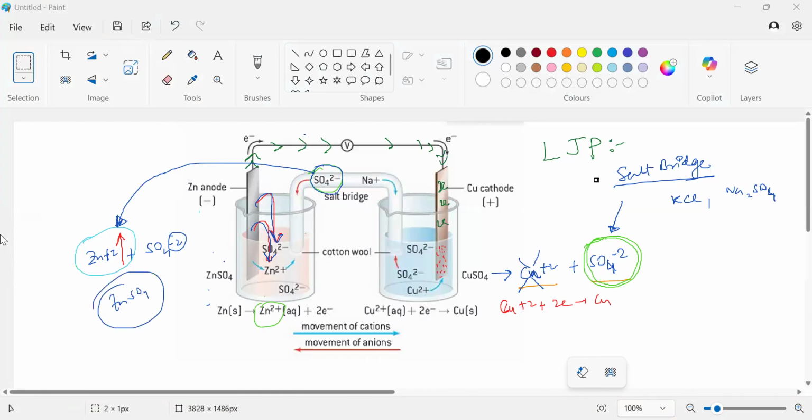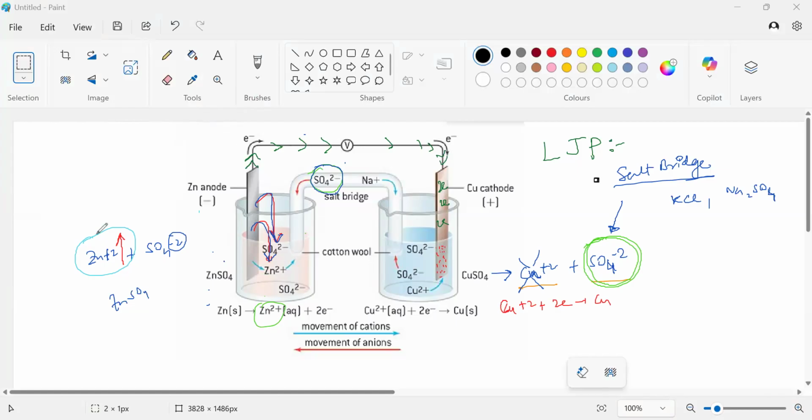Now, there's a question for your boards, I hope you have seen it. In a salt bridge, what happens? You can make a rhyme: the anion goes to the anode. The anion goes to the anode. Is it clear? Understood this thing?